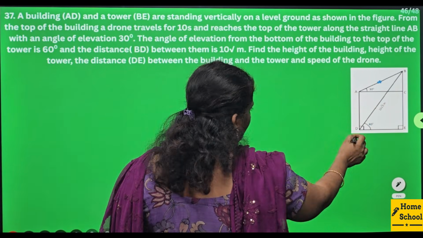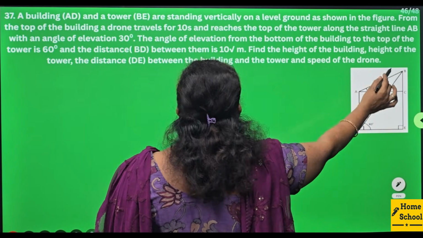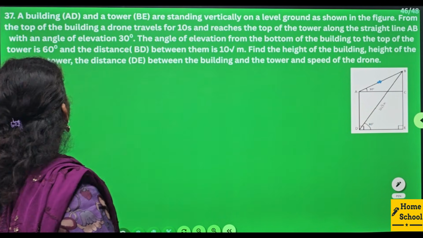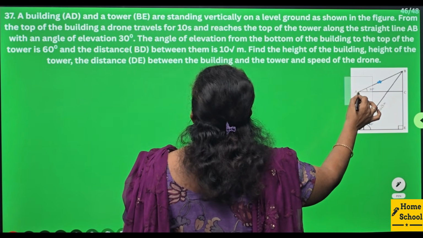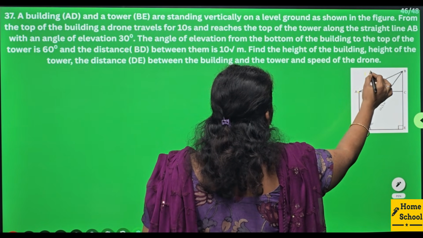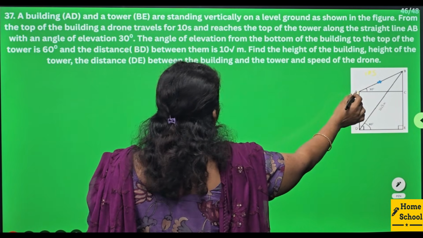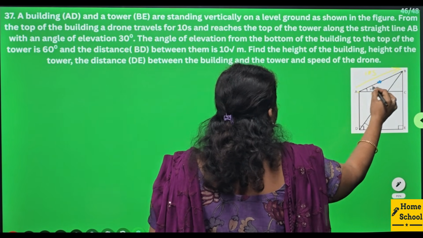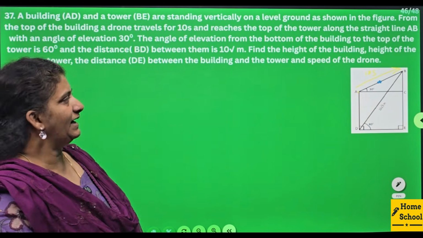37th one, a building AD. Observe here, this is a building AD and a tower BE, oh this big line is tower, are standing vertically on a level ground as shown in the figure. From the top of the building, from here, top of the building means from here, a drone travels for 10 seconds. How much time it travels? Time 10 seconds. Drone travels for 10 seconds and reaches the top of the tower. That means in this direction, from top of the building to the top of the tower, a drone travels in 10 seconds.